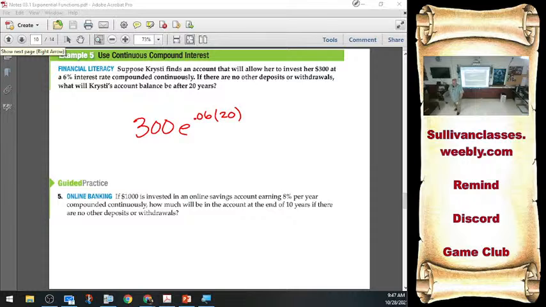Y'all, I want you to write something very important here. You use E if you read the word continuously. If it says continuously, you're going to use E. If you do not see the word continuously, then you have to assume that it is done either annually or whatever word they said. But if I ever see continuously, that's when I use E, not any other time. And then I'm sure you can press buttons. Okay.